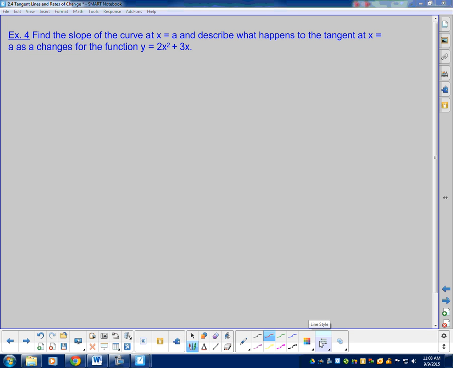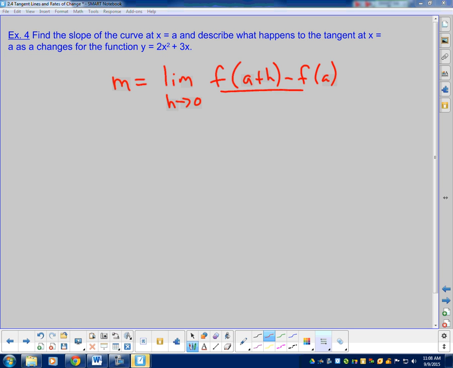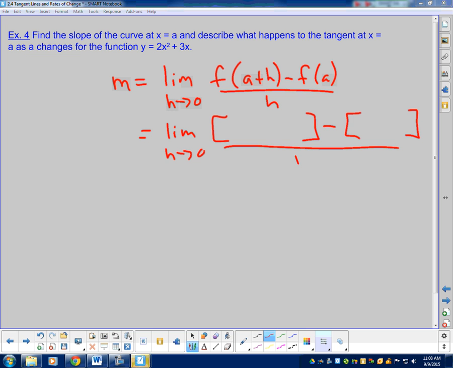Finding, well, no, we don't need that on this one. We're finding instantaneous rate of change. That equation, yeah. m equals the limit as h approaches 0 of f of, now I don't have a specific number to put in, so it's just f of a plus h minus f of a over h. So limit as h approaches 0. Here we go. What is f of a plus h going to be? We'll put that in this bracket, and then what is f of a going to be? We'll put that in that bracket over h.